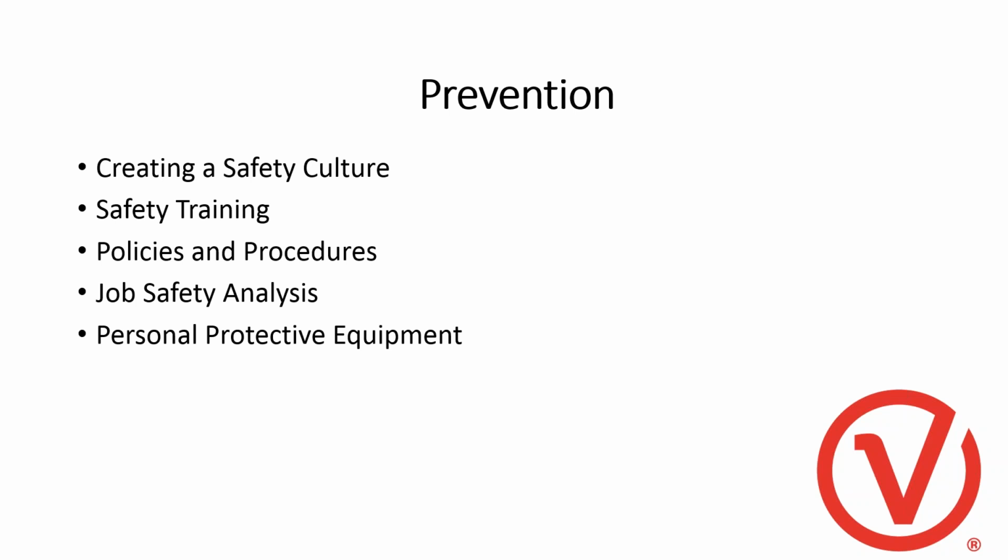So there's a few things on here on the prevention side: creating a safety culture, safety training, policies and procedures, doing job safety analysis, and personal protective equipment. All of these things everyone has heard about, hopefully is doing. But really, for today, there's one thing, if I can leave you with, on the prevention side that makes the single biggest impact on keeping claims from happening in the first place. It comes down to creating a safety culture.